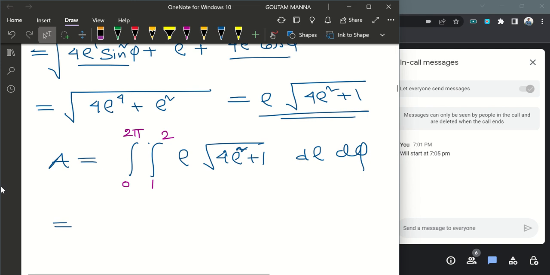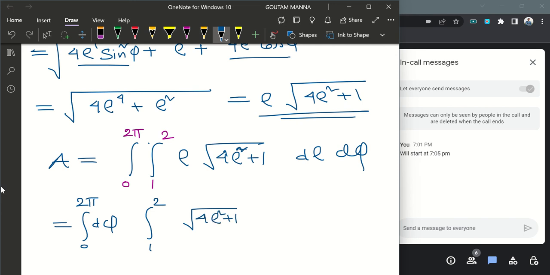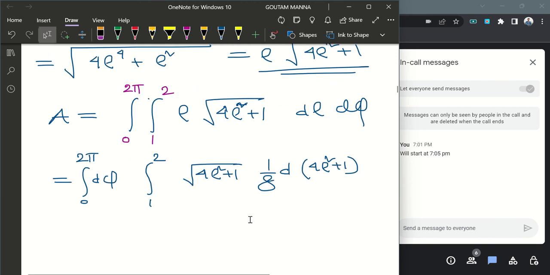Now if you do the integration, there is no phi dependency here, so we can take this phi outside this rho integration and integrate it separately. Then this term will be the integration from 1 to 2 of root under 4 rho square plus 1, and d of 4 rho square plus 1. If we do d of 4 rho square plus 1, we will have 8 rho, and we have only 1 rho here. To match that, we need 1 by 8. So 1 by 8 times d of 4 rho square plus 1 will be rho times d rho.